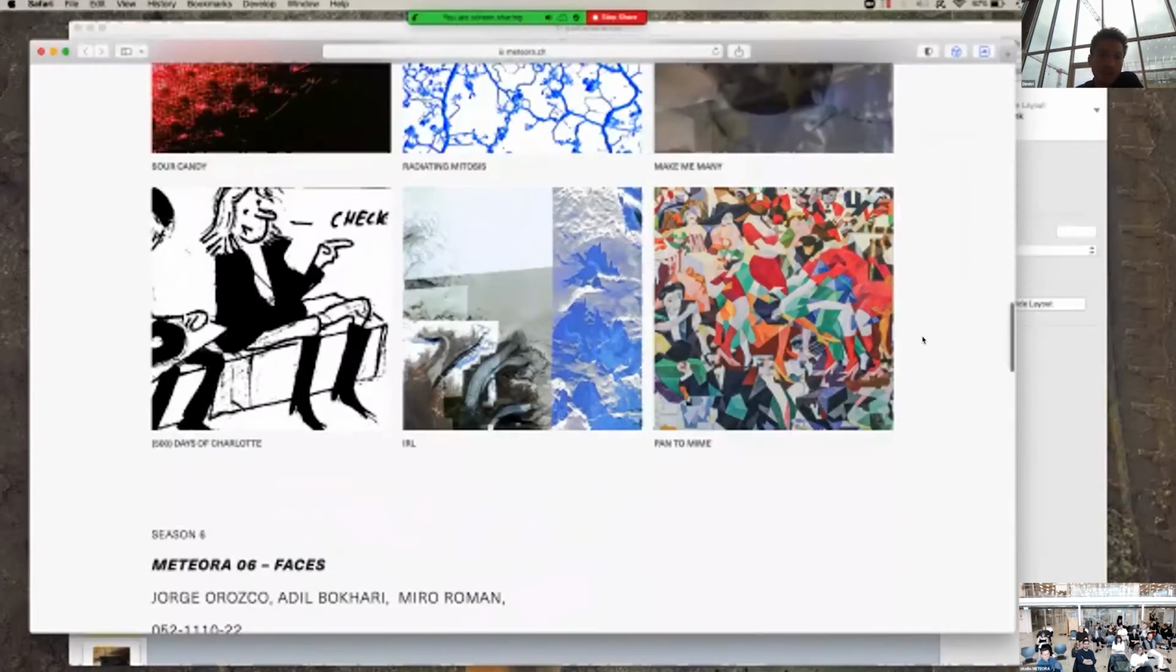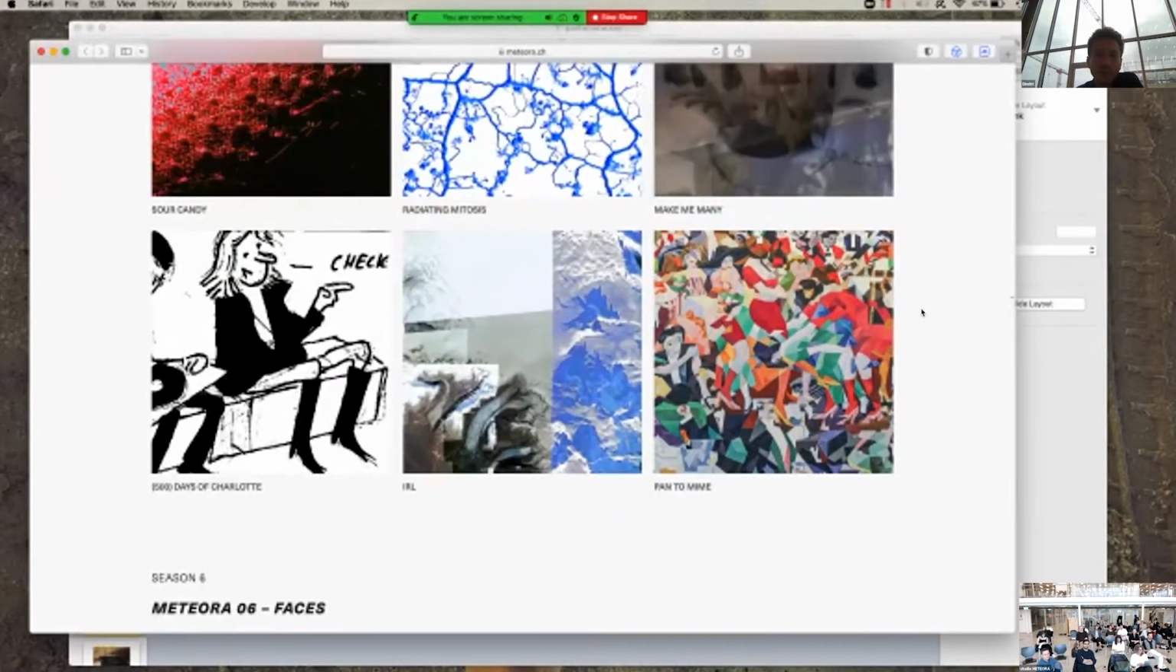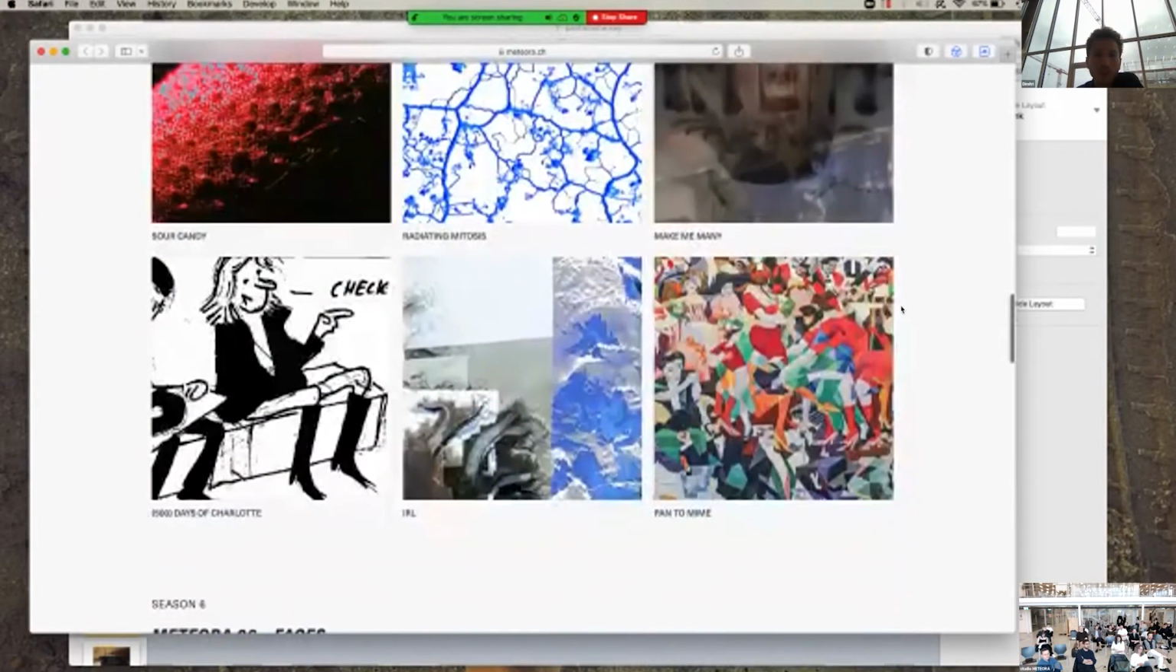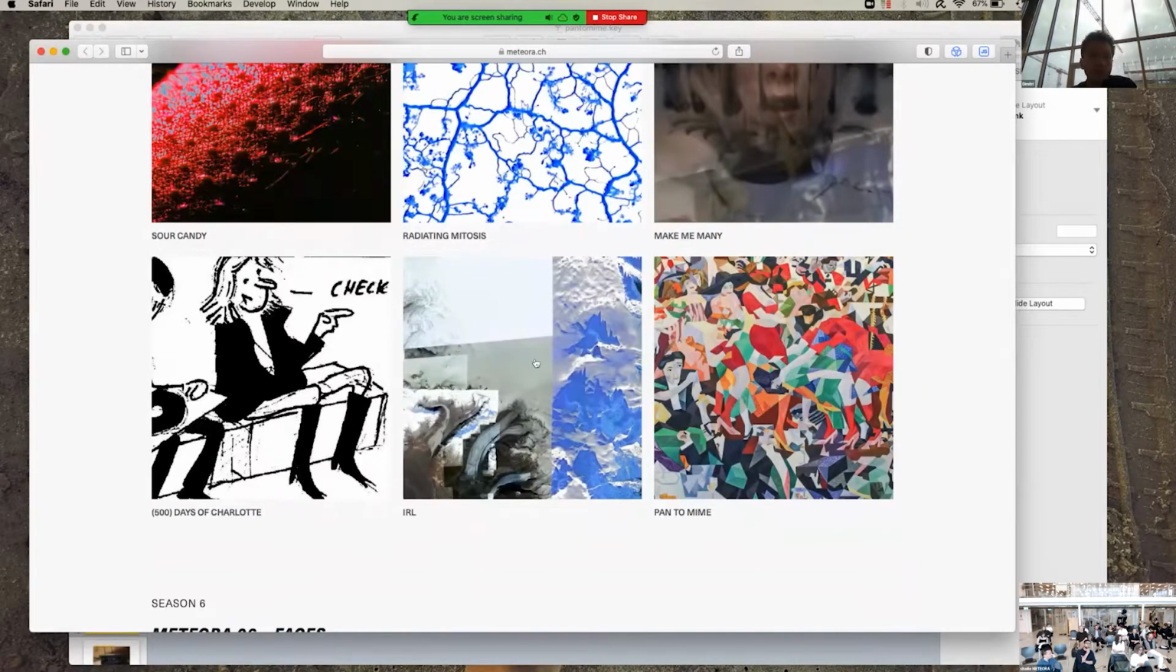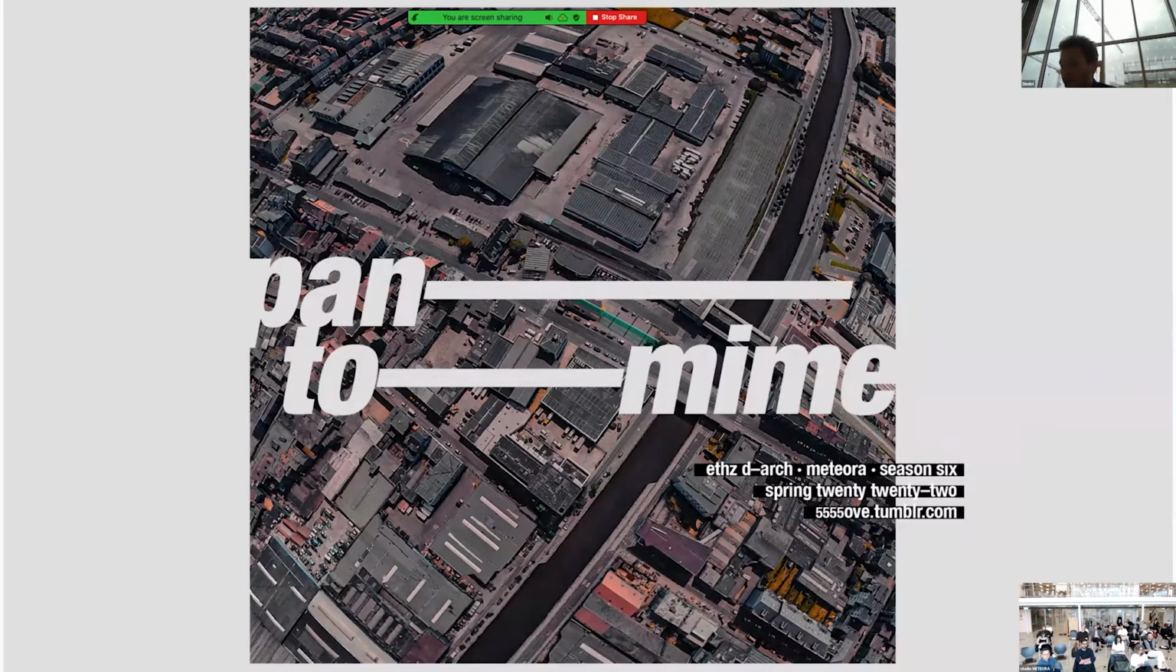My project corresponds to this one at the bottom of the Meteora page, and it's called Pan to Mime. It's learning by watching others. It's learning by watching yourself. It's learning by imitation. It's following a panorama. It's expression in silence. It's practice saying, practice practicing, and practice watching. It's pantomime.